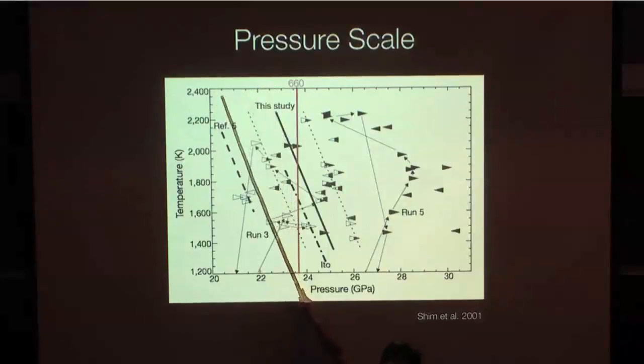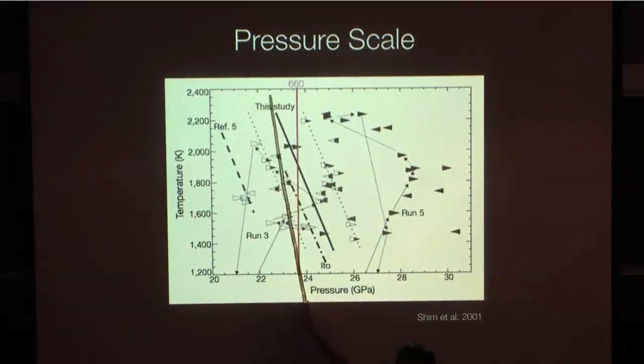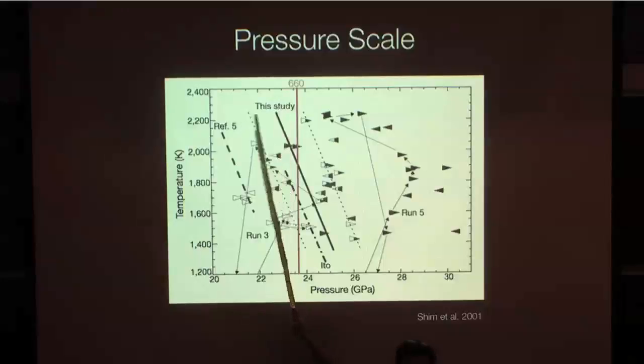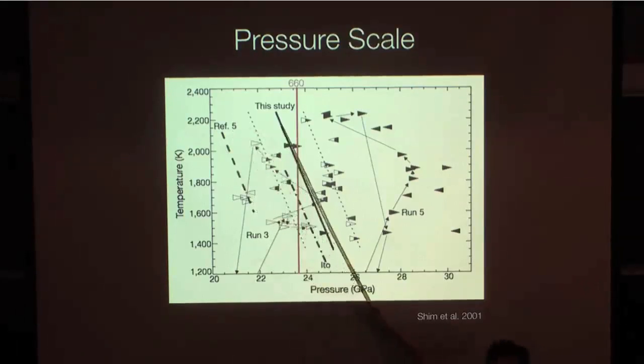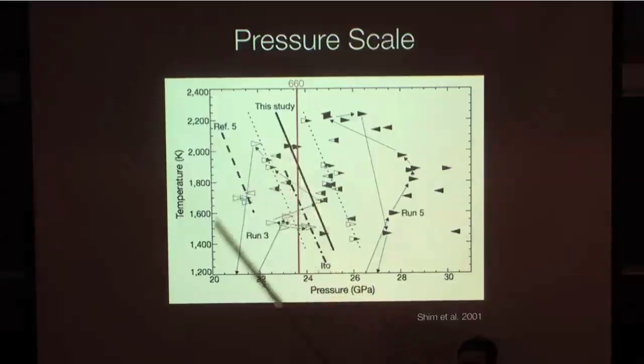Right? The message is simple. It may not be the post-Spinel transformation. Then we study their experiments, and we find that maybe pressure scale was an issue. So if you use a different pressure scale, you can bring the post-Spinel transformation nicely into the range where seismologists have seen the discontinuity. That's good, right?